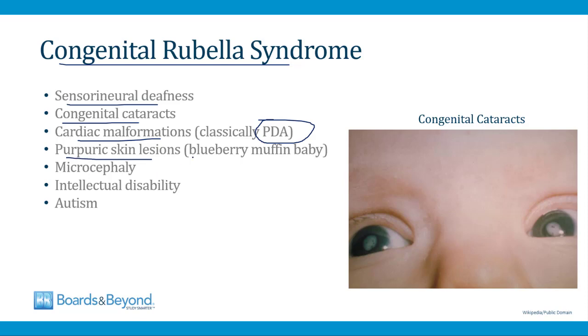This is a finding called the blueberry muffin baby. This occurs when hematopoiesis develops beneath the skin in babies with rubella syndrome. And then you can also see other features like microcephaly, long-term intellectual disability, and autism.